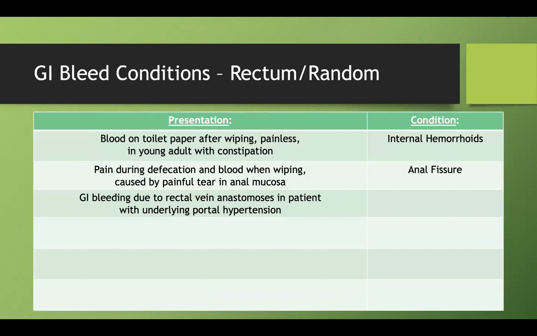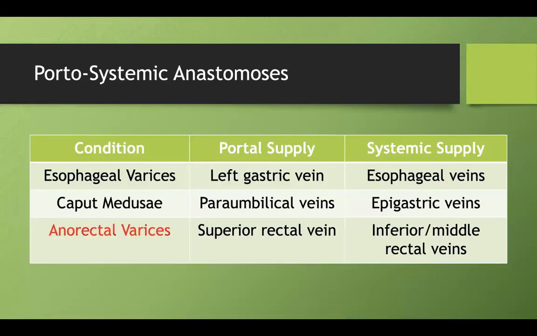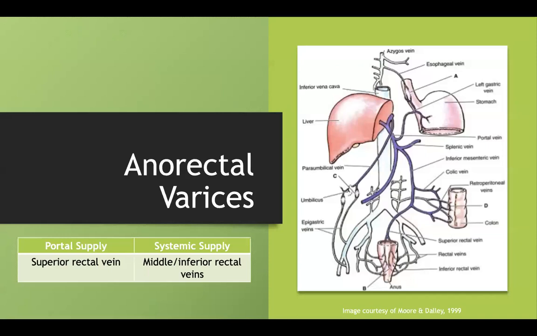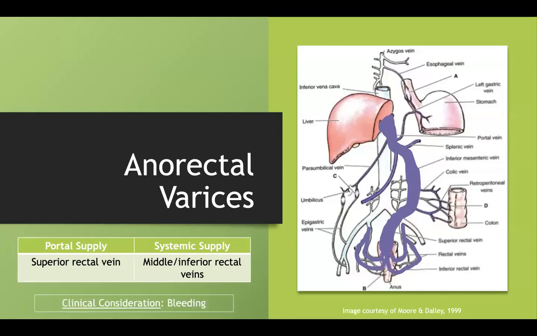Again, another one we talked about earlier today. It's GI bleeding due to rectal vein anastomoses in somebody who has underlying portal hypertension. Those are your anorectal varices. And what happens there is you have a buildup. It goes into your systemic veins, your middle and inferior rectal veins. And because they're not equipped to handle those pressures, it can bleed.